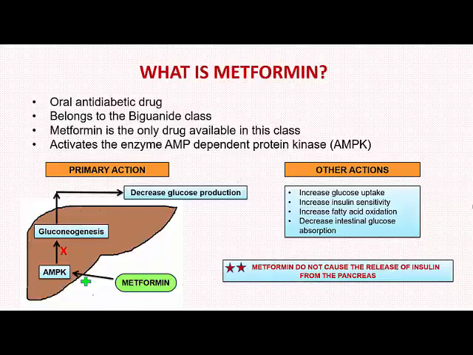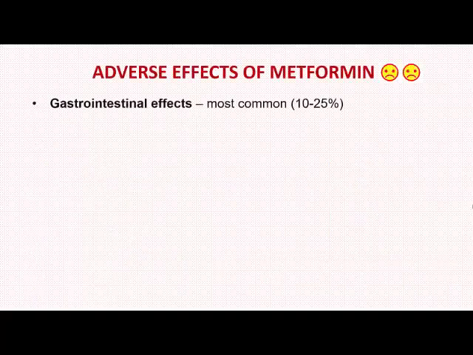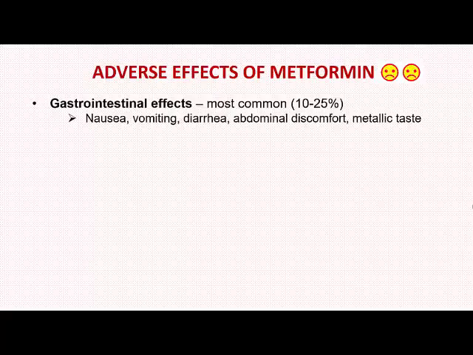Let us have a look at the adverse effects. Metformin is generally well tolerated. However, the most common adverse effects are those of the gastrointestinal system. These occur in 10 to 25% of patients and include nausea, vomiting, diarrhea, abdominal discomfort, and metallic taste. These are transient in nature and usually abate with time. However, they may be decreased by starting with low doses of metformin or taking metformin along with meals.